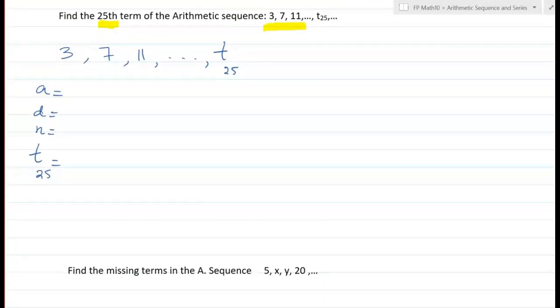All right, so here it is. A is 3. D, we need to figure D out, and D, that should be very easy. So between the two, that's plus 4, so that's 4. Very good. N, we already know what n is. N is right here. That's 25. So n is 25th term, 25. So t25, we do not know, we want to find. Let's plug it into the formula, and then let's simplify.